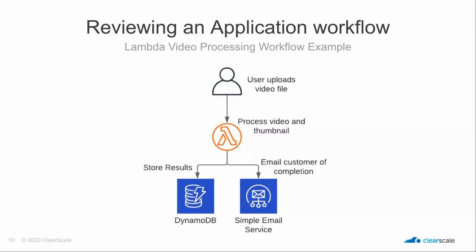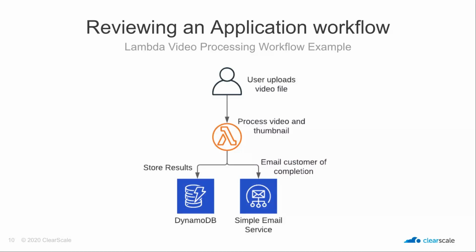So I want to show an example here. This is an oversimplified Lambda workflow of a video processing task. The user is uploading a video. A Lambda is then processing the video and creating multiple qualities for easier streaming. This Lambda is also creating the thumbnails for this video. It stores those video files in S3, writes the location to DynamoDB, and then emails the customer once the process is complete.